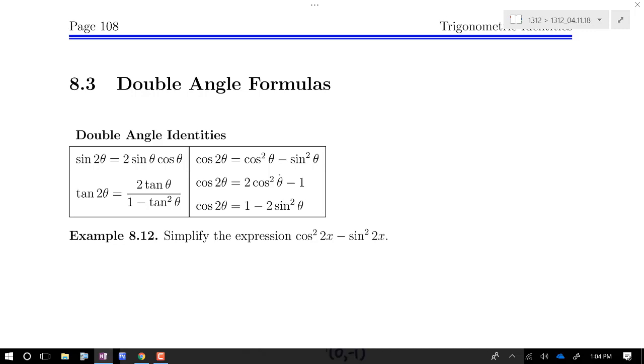the angles are different, and in fact they tell us how to get the sine or cosine or tangent of twice an angle if we know values for just plain old theta.